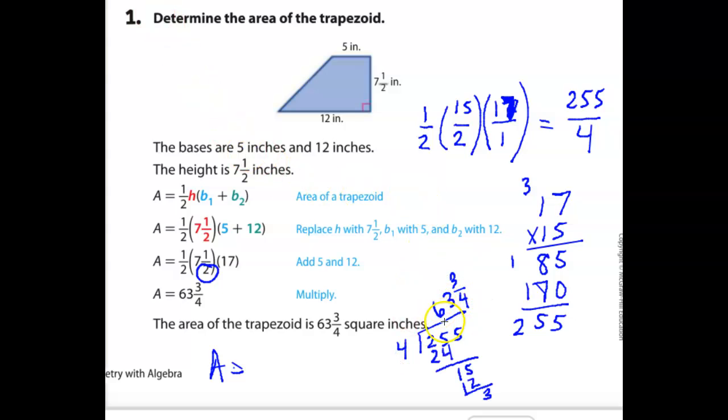All right, 4 will go into 25 6 times. Subtract the 24, you get 1. Bring down the 5. 3 times 4 is 12. Subtract that, you get 3. And then you end up with 3 as a remainder, so you put the divisor as the denominator underneath that. 63 and 3/4 square inches will be the answer.